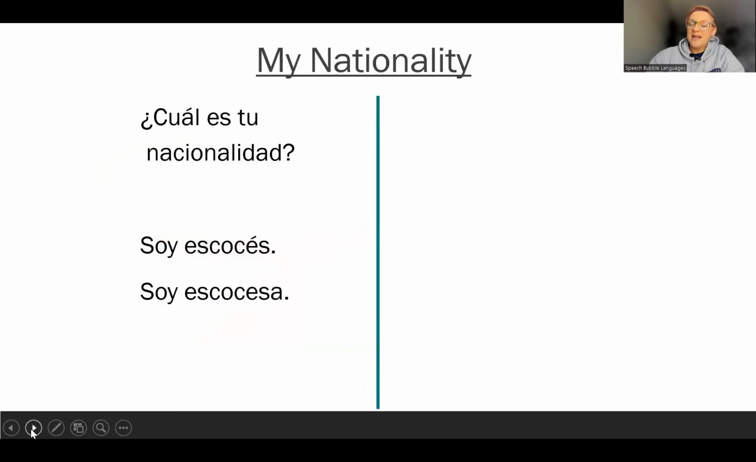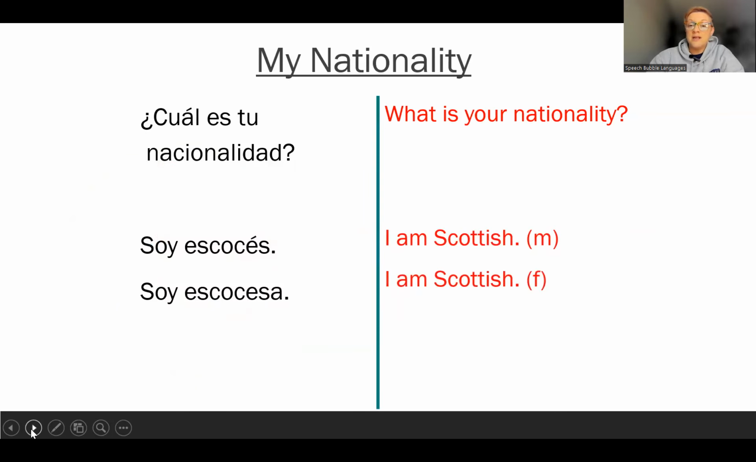¿Cuál es tu nacionalidad? What's your nationality? Soy escocés. Soy escocesa. There are two ways of giving your nationality depending on your gender. The example on the screen would be the two ways of saying that you're Scottish. A male would say escocés and a female escocesa. You might also note that the nationality is given not in capital letters too.